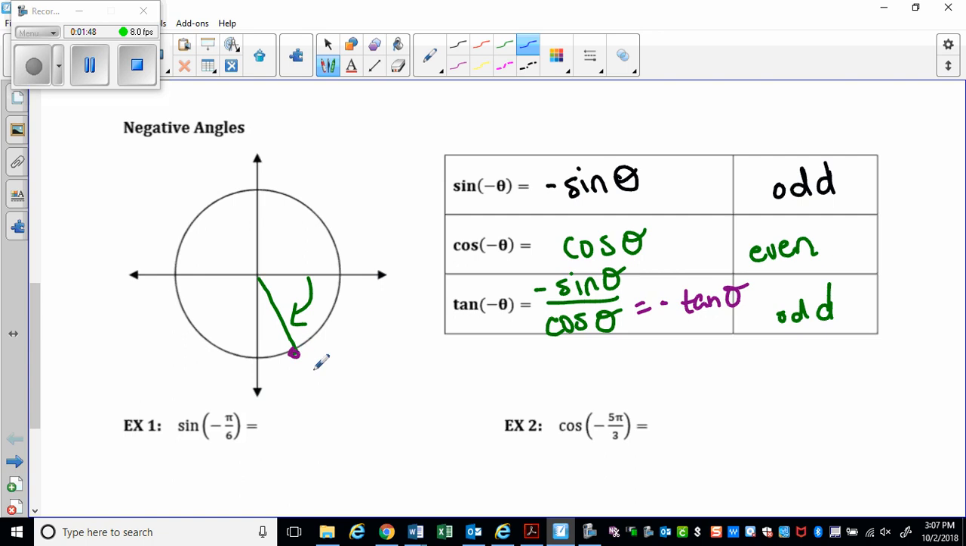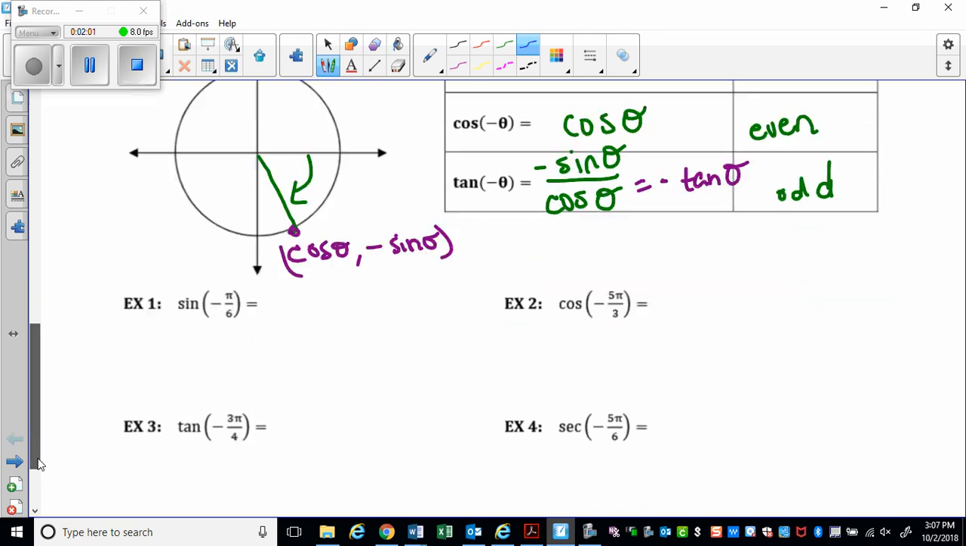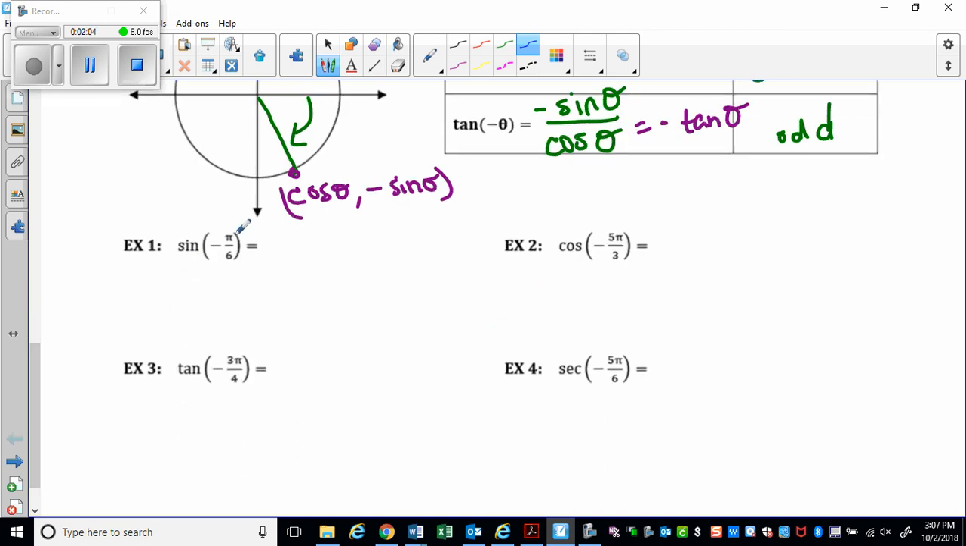Right here, like as I said, cosine is positive, but sine is negative. Just wanted to write that ordered pair for you. Alrighty, so let's go down here. It says sine of negative pi over 6.